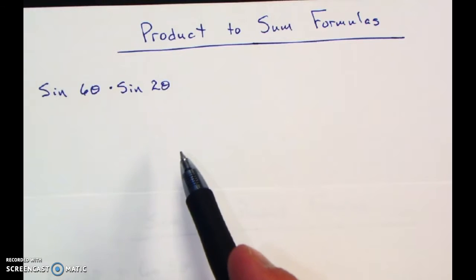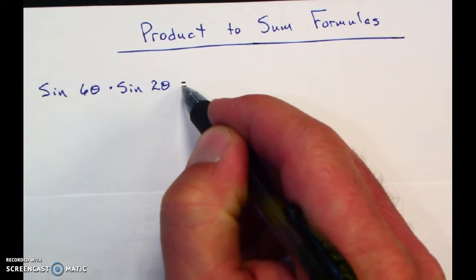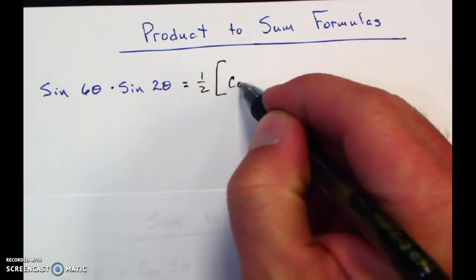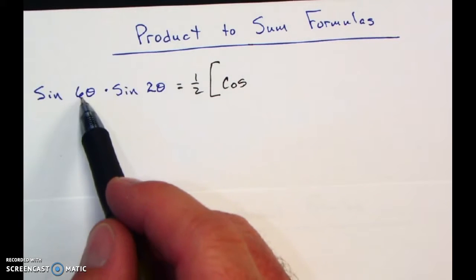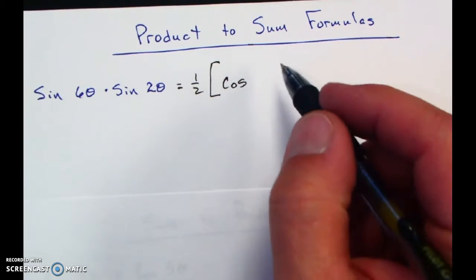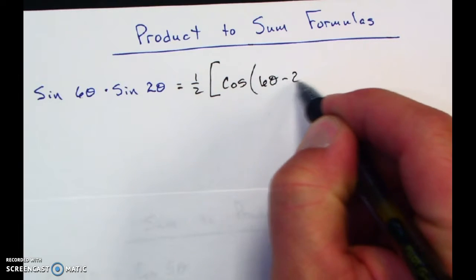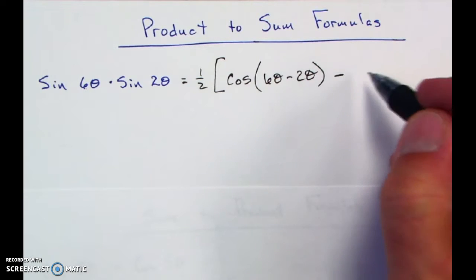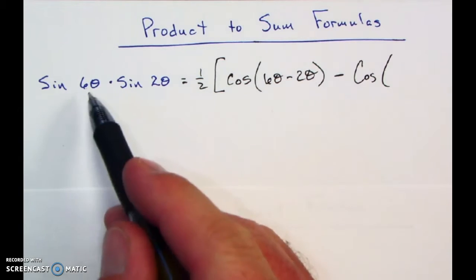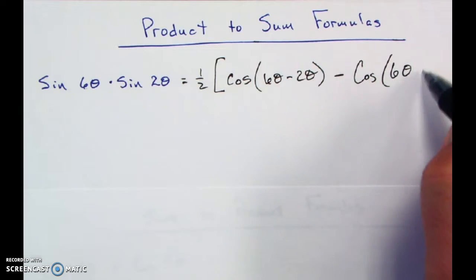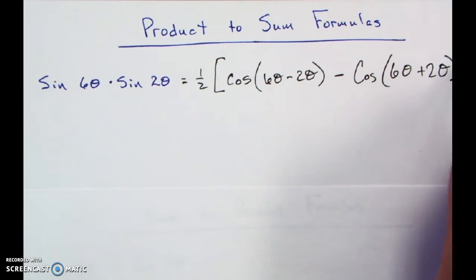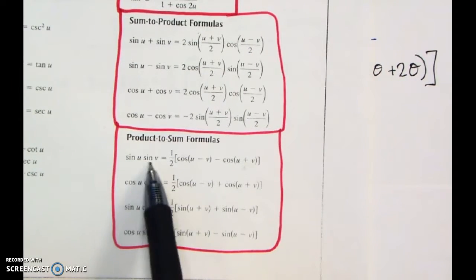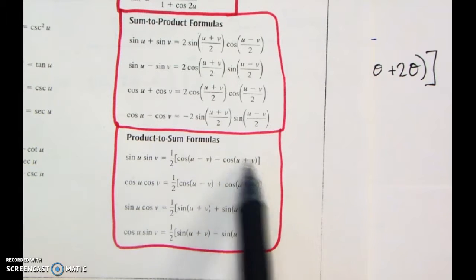So for example, on this particular problem, as far as rewriting this as a sum, it's going to be 1/2 times the cosine of, and then we subtract the two angles, so 6 theta minus 2 theta. We take this minus the cosine of, and then we're going to add the two angles, 6 theta plus 2 theta. And this is just coming straight from our sheet here, where we have, here's the product, sine times sine, and so this is what we're converting that into.